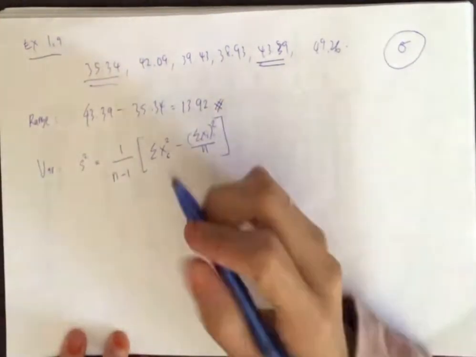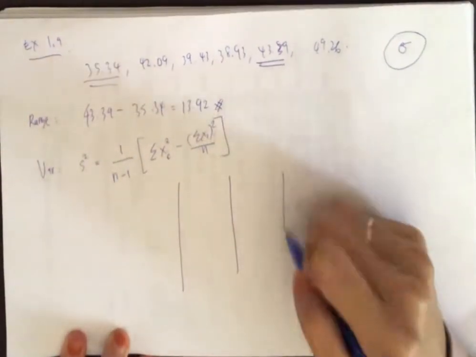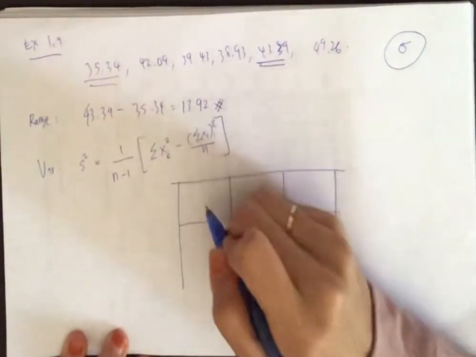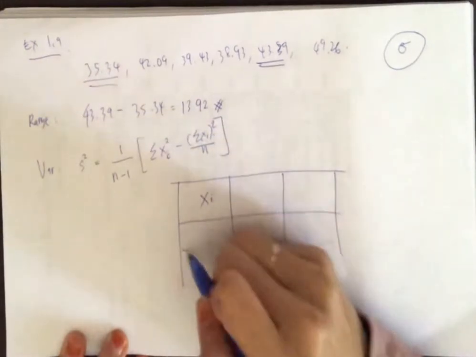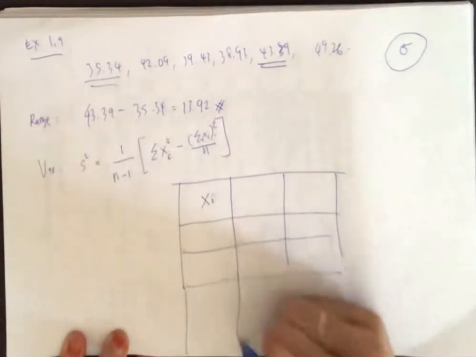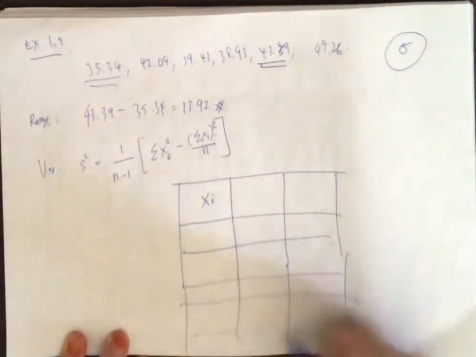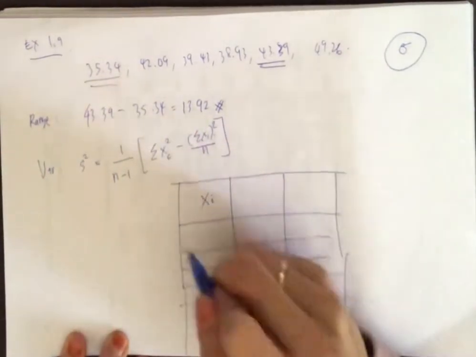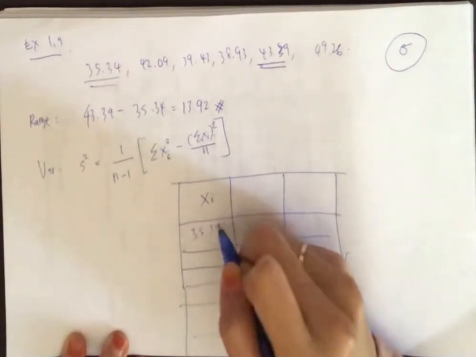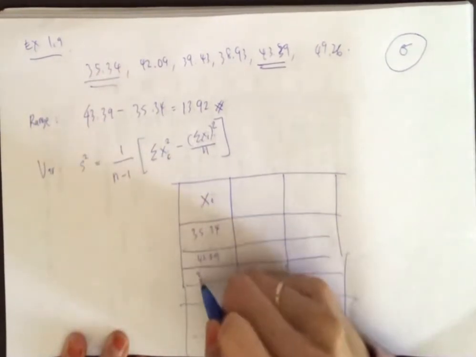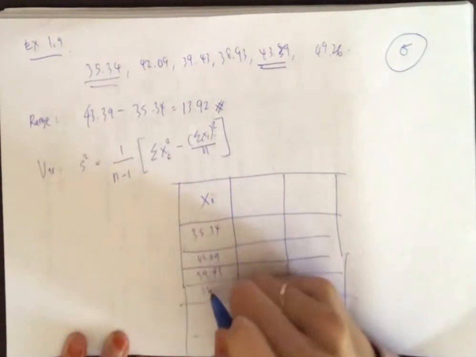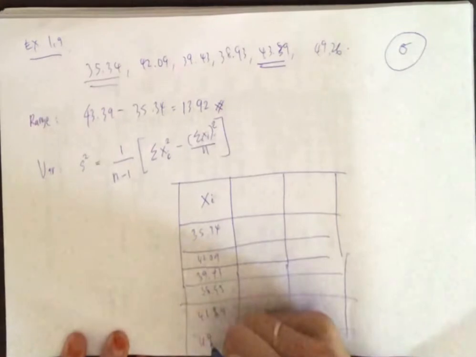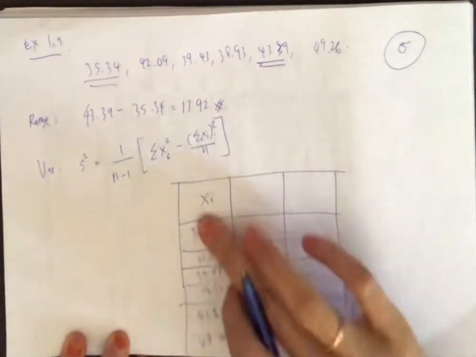So to make it easy, we will construct a table. Let's say this is your xi. I think I don't have enough space. So 1, 2, 3, 4, 5. I just write: 35.34, 42.09, 39.43, 38.93, 43.39, and the last one is 49.26. So this is your xi.